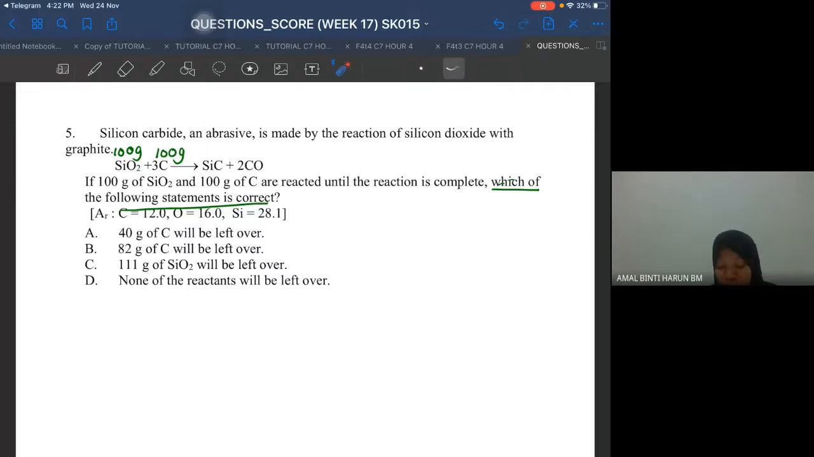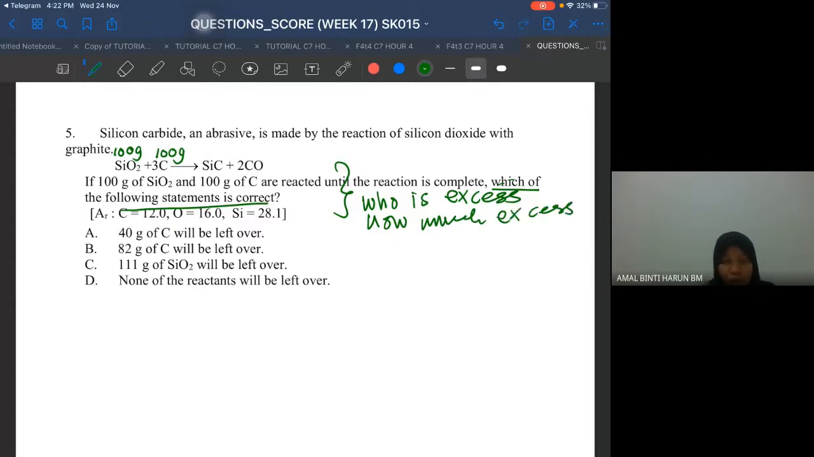Apa trend jawapan tu? So let's analyze the answer. So before we proceed. So dia kata apa? Will be left over, will be left over. That means dia tanya siapa yang excess. Okay. So aka this soalan dia tanya who is excess? How much excess? Okay, so without further ado, kita pun carilah siapa nak access. Kalau kita nak tahu siapa yang access, of course we need to find the limiting reactant. So ada tak soalan minta limiting reactant? No, dia tak tanya limiting reactant. But we need to find the limiting reactant.